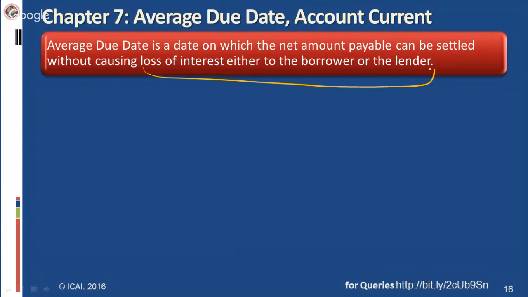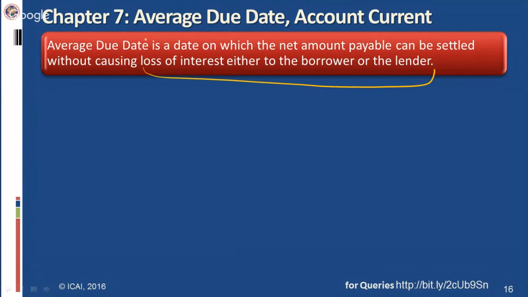This was a case of loan. In that case, the concept of average due date is generally not applied. Average due date is generally applied to those transactions where there are frequent transactions between the two parties, like debtor and creditor. There are frequent transactions, sale and purchase, sale and purchase. So now they have to decide the balance amount to be paid on one particular date, so that neither the debtor is at loss nor the creditor is at loss. That's why its name is average due date.